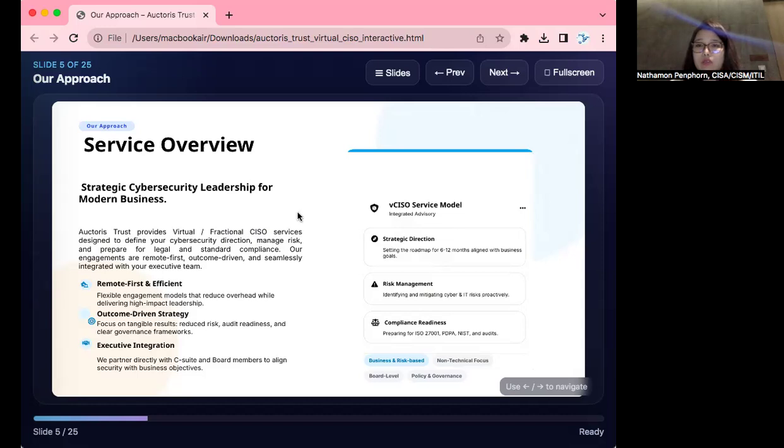We help you prepare for ISO 27001. This is the basics for a company that would like to go global, because it's a global standard for information security management. The PDPA: if you are keeping customer data or customer credentials that can identify a person, you need to be compliant with the Personal Data Protection Act laws.